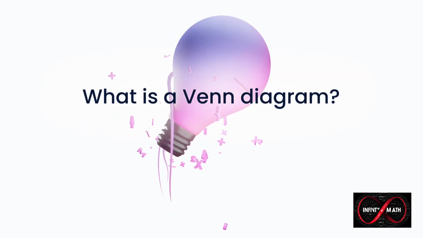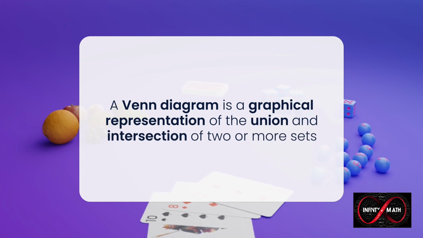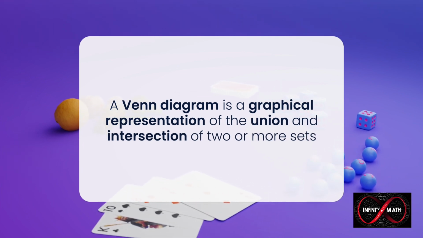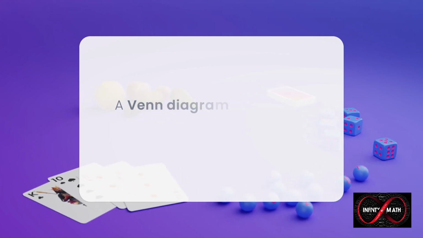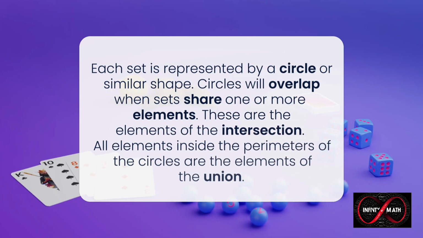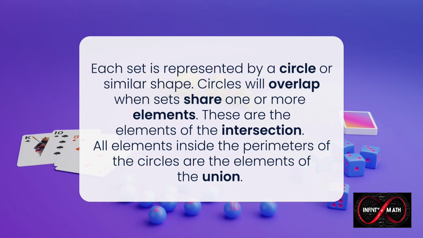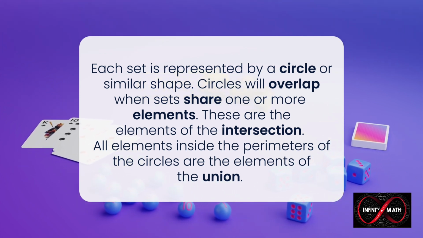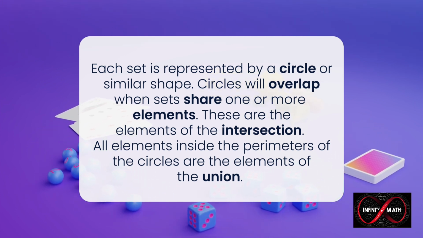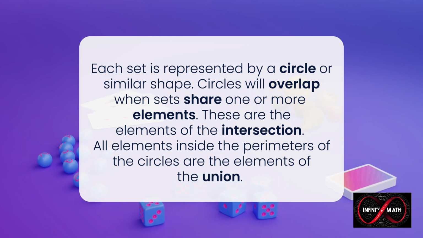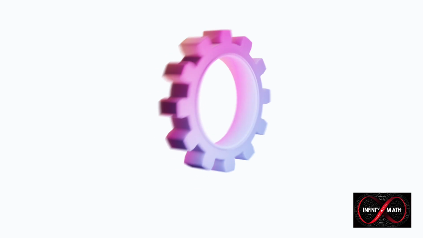What is a Venn diagram? A Venn diagram is a graphical representation of the union and intersection of two or more sets. Each set is represented by a circle or similar shape. Circles will overlap when sets share one or more elements. These are the elements of the intersection. All elements inside the perimeters of the circles are the elements of the union.